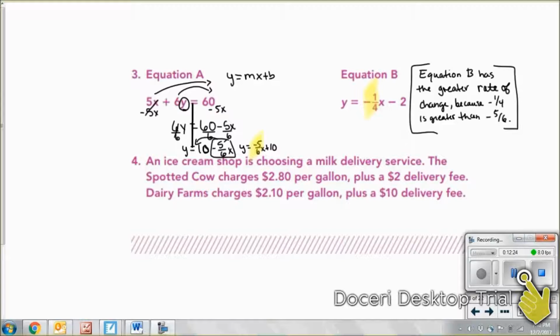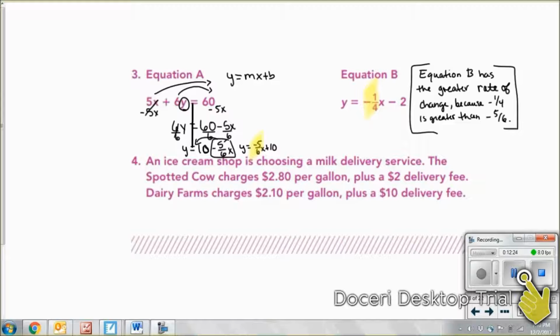Okay? So we're almost done walking through these together. You are going to get some time to practice. Let's look at 4 now. So now we have a word problem. So again, when I stop, everybody following along, everybody reading the next word. Here we go. So it says, an ice cream shop is a milk delivery. The Spotted Cow charges $2.80 per, plus a $2 delivery. Dairy Farms charges $2.10 per, plus a $10 delivery.